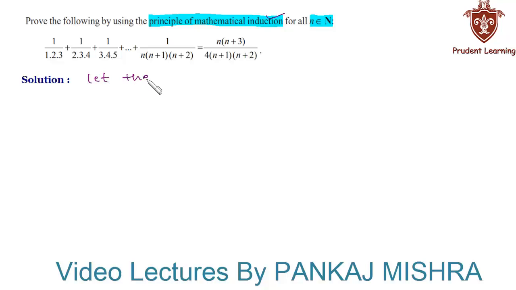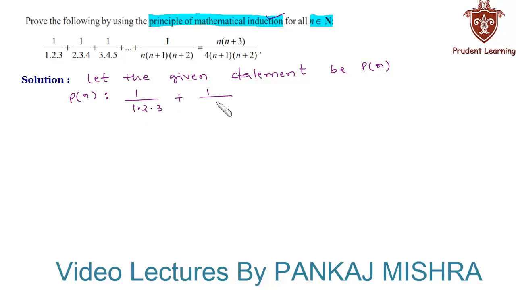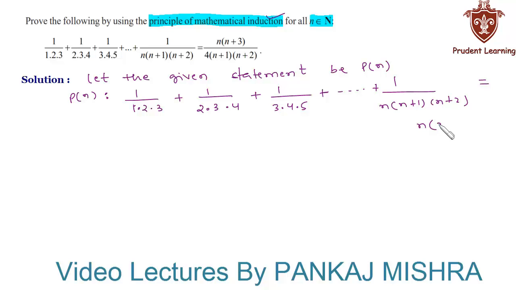Let the given statement be Pn, that is, here we have Pn such that 1 upon 1 into 2 into 3 plus 1 upon 2 into 3 into 4 plus 1 upon 3 into 4 into 5 all the way up to 1 upon n into n plus 1 into n plus 2 is equal to n times of n plus 3 upon 4 times of n plus 1 into n plus 2.